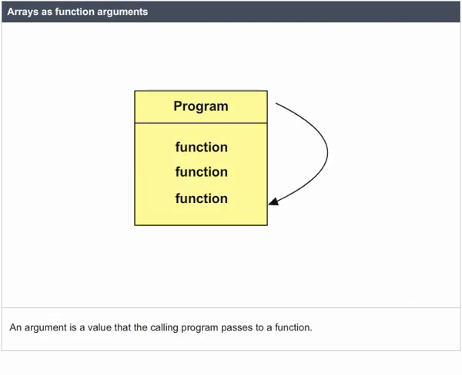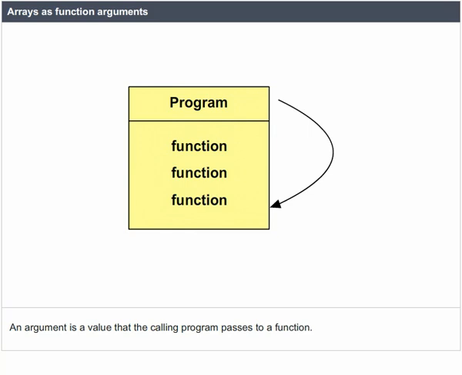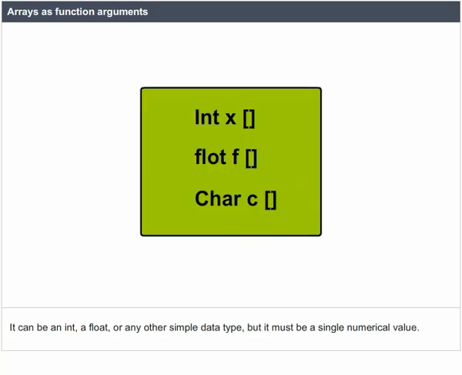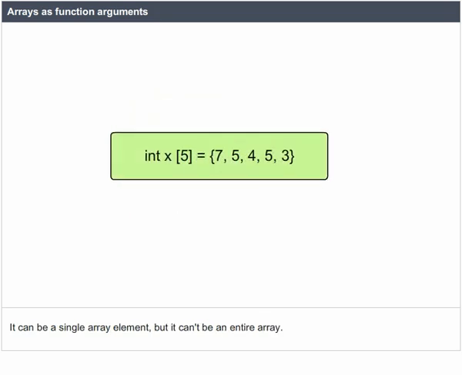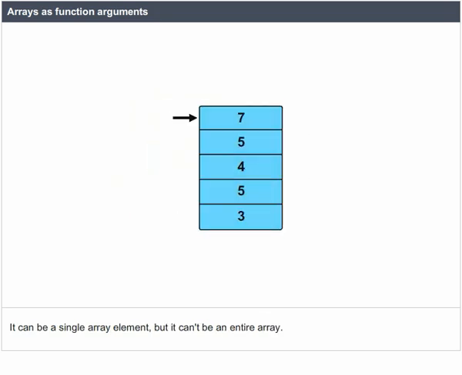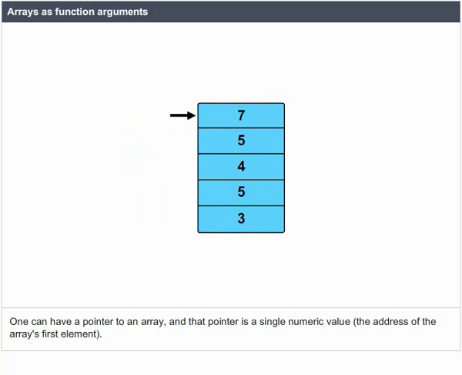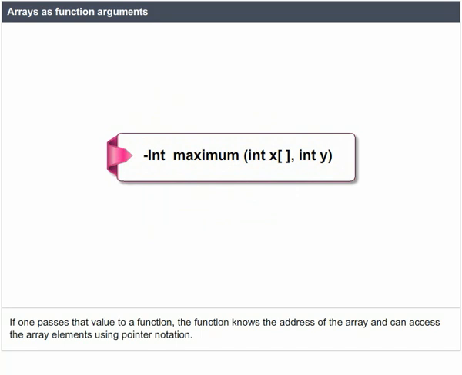Arrays as function arguments. An argument is a value that the calling program passes to a function. It can be an int, a float, or any other simple data type, but it must be a single numerical value. It can be a single array element, but it can't be an entire array. One can have a pointer to an array, and that pointer is a single numeric value, the address of the array's first element. If one passes that value to a function, the function knows the address of the array and can access the array elements using pointer notation.